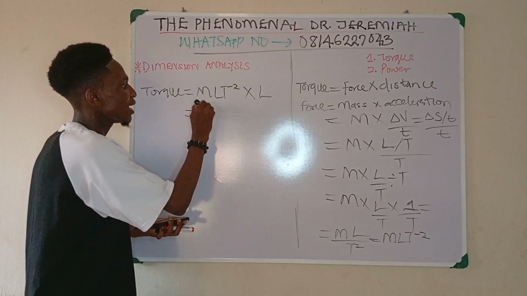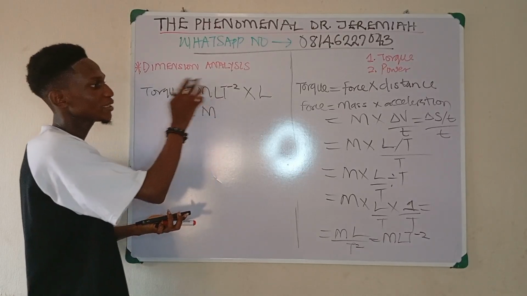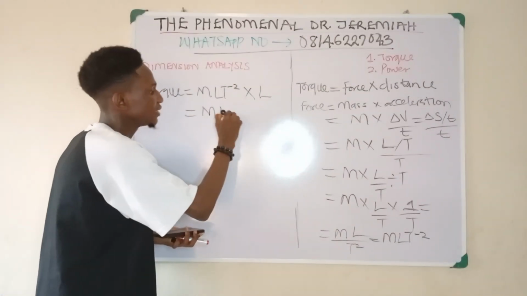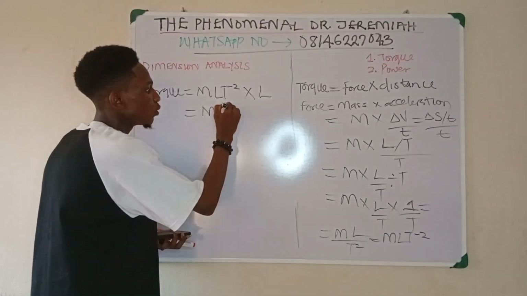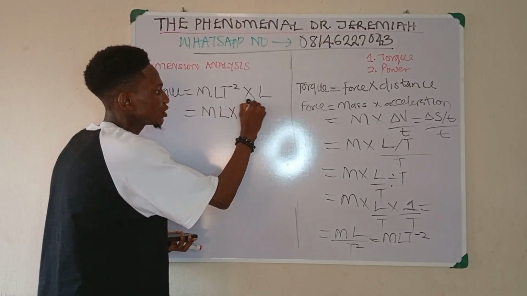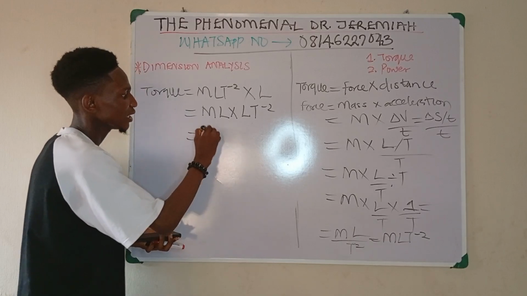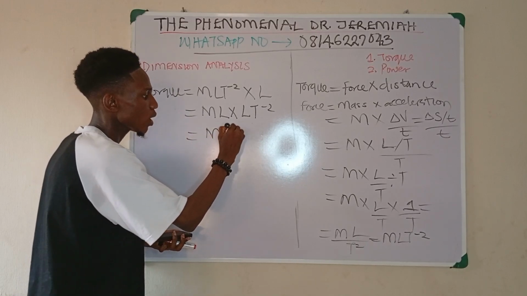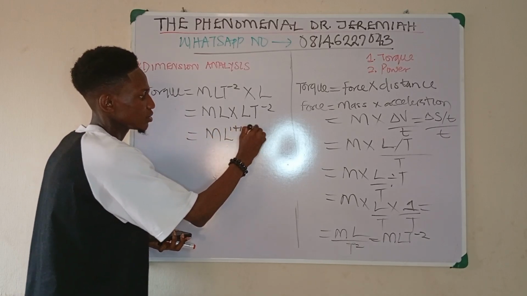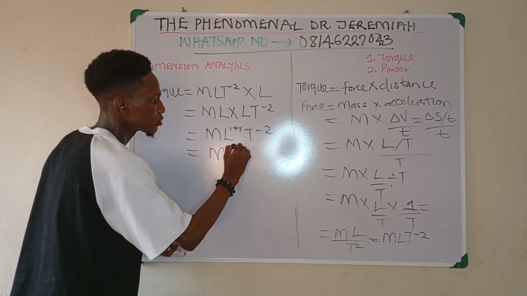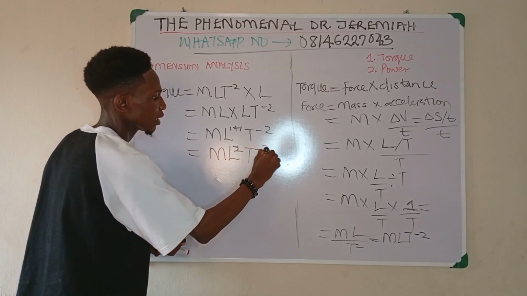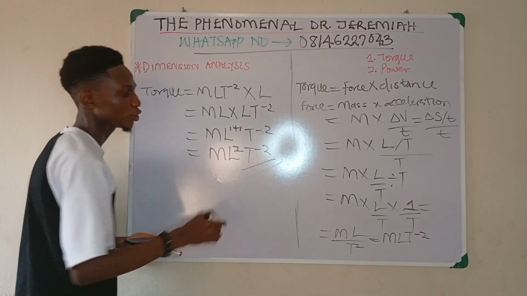So you're going to get L times L in indices. Remember I told you we are going to apply the principle of indices. When you have L times L, let me just write it out and express it. M times L to the power 1 plus 1, T to the power minus 2. Now you're going to get ML^2 T^-2. So this becomes the dimension of torque.